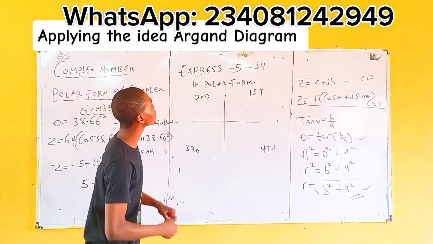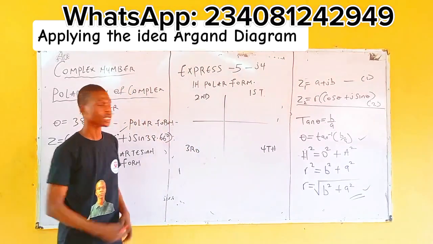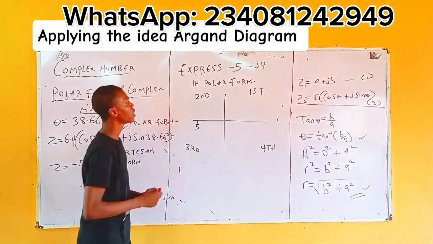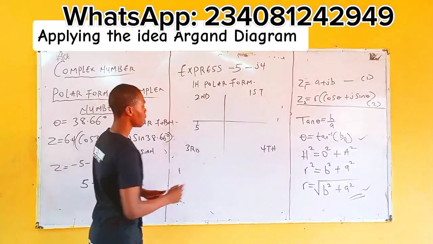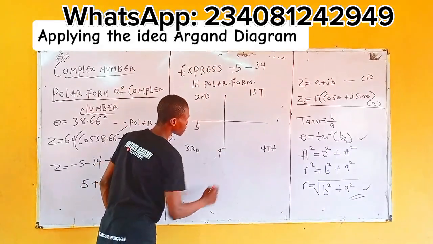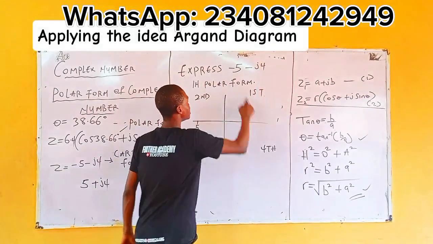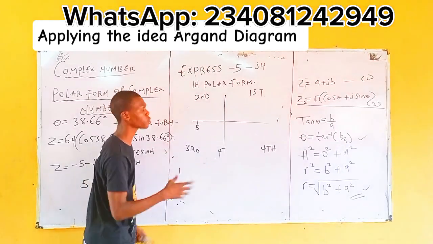Let's see. Now let's plot -5. Will it be in the positive or negative region? Negative, meaning I have it here. I have 5 here. -j4. Will it be at the positive or negative? Meaning I have it here. This is 4. So what this means is that this given complex number is at the what? Third quadrant. You understand? It's at the third quadrant.